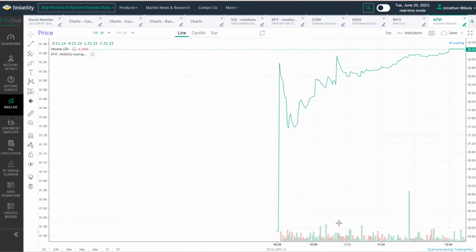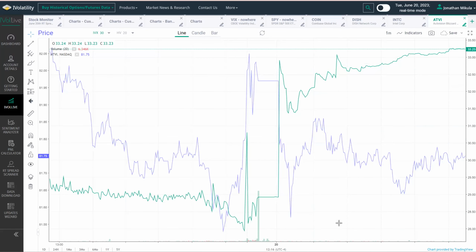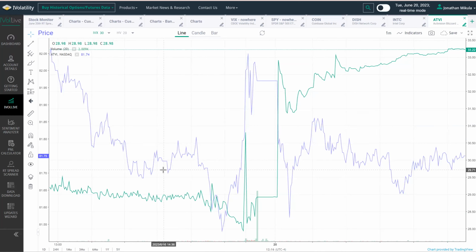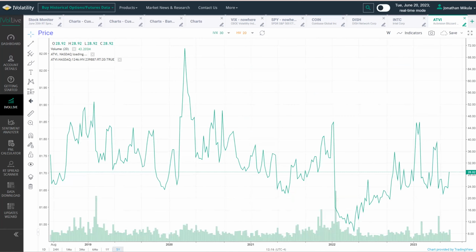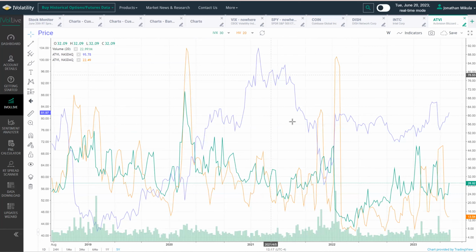One of the great things about IVolatility is that by virtue of your subscription, you get up to 5 years worth of data on spot price, which is in blue. So this is Activision spot price. You get 5 years worth of data on Activision's implied volatility, which is this green line. So here's our legend, green. And then you get up to 5 years worth of data on historical volatility, which is our orange line.